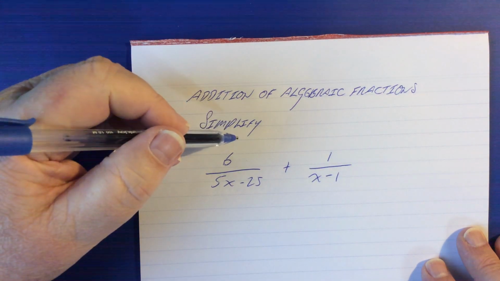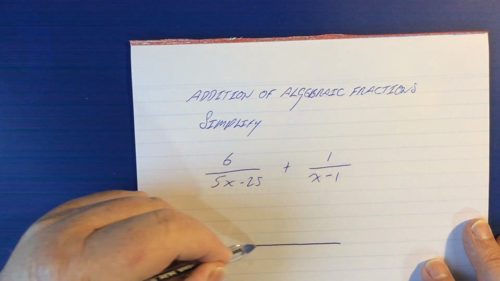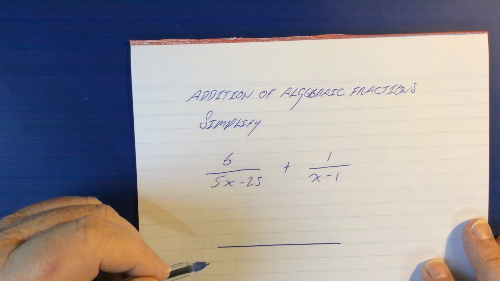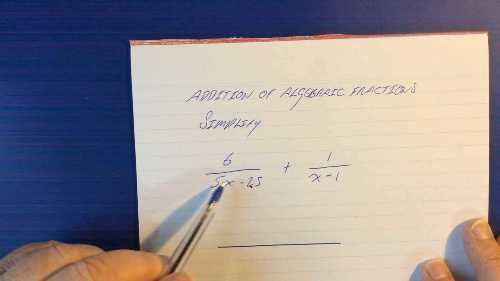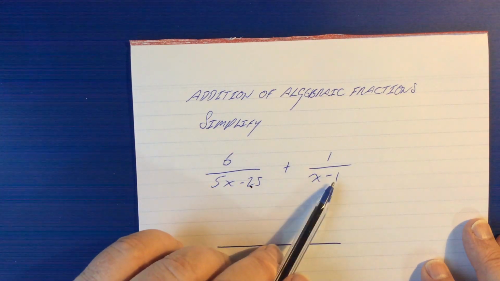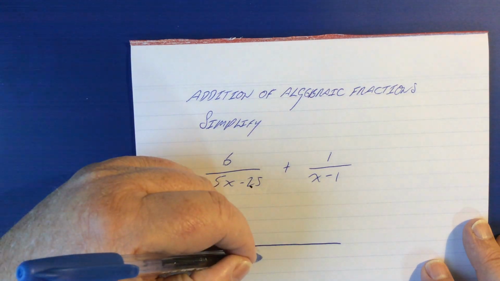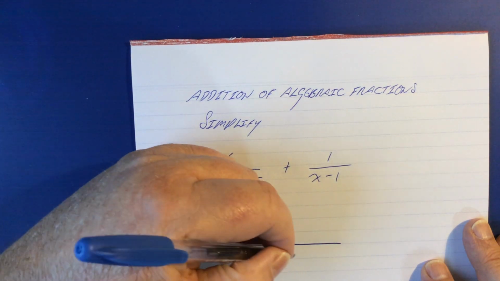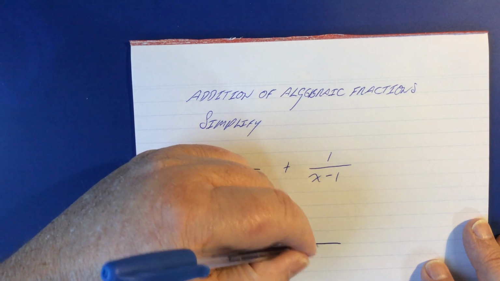So what can we do? Well, our new denominator is going to be this expression here multiplied by this expression, 5x minus 25 and x minus 1.